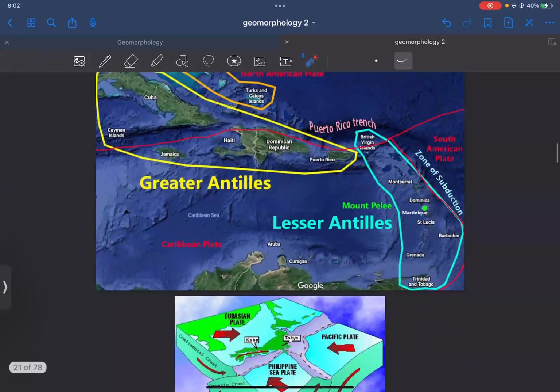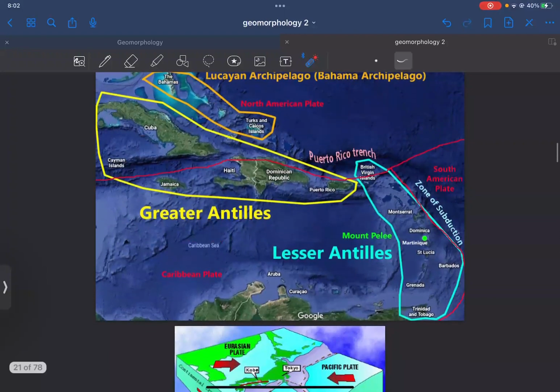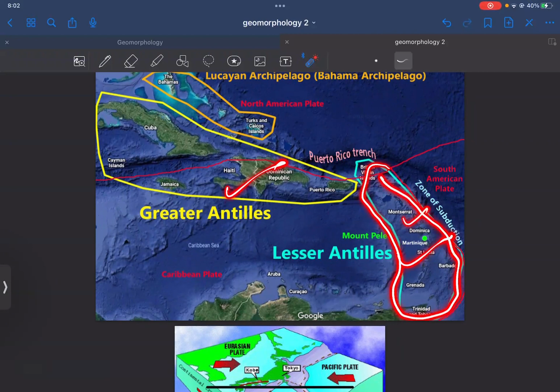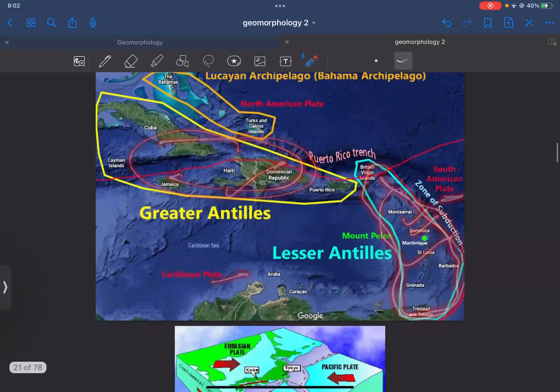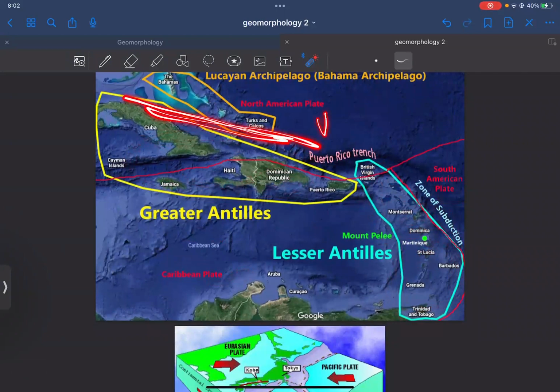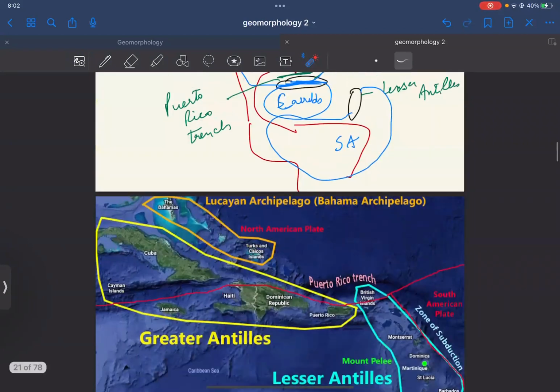So I hope now it is clear. Greater Antilles, Lesser Antilles, and currently Lesser Antilles are the active ones here. Still, subduction is taking place between Caribbean plate and South American plate, so volcanic activity is found over here. But in case of Greater Antilles, in the past there was subduction, but now we find transform boundary here. So no subduction is taking place anymore. Keep this thing in mind.